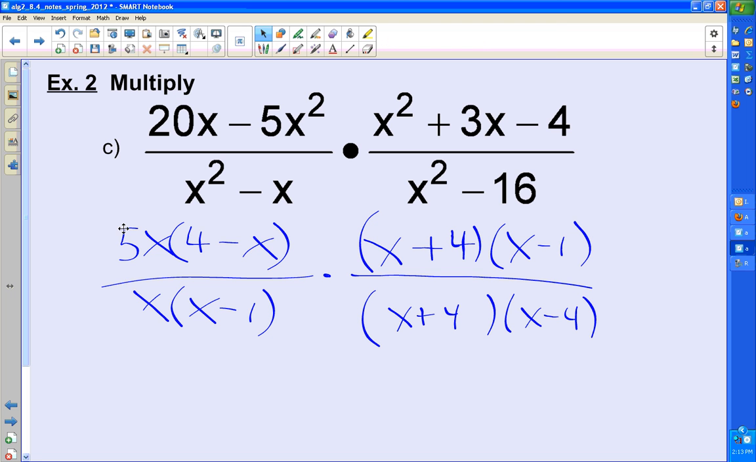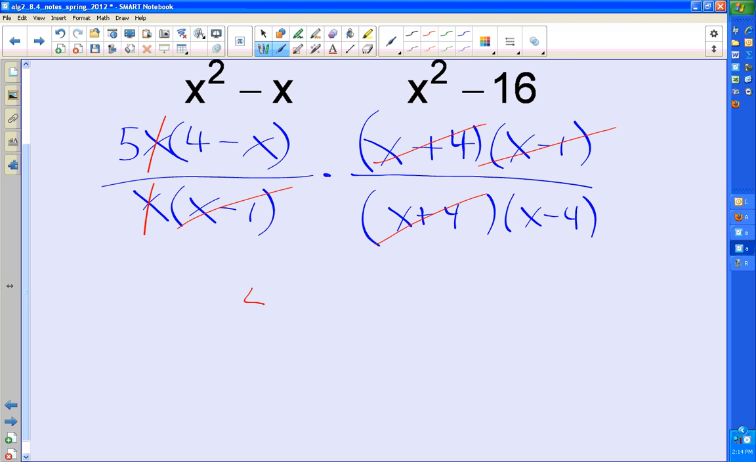Now, when we start to do crossing out, what could we cross out, Andy? Do you see anything that will cross? X plus 4, x plus 4. Okay, so those are gone. What else? X minus 1 and x minus 1, and the x in the 5x and this x. So at this point, I'm not telling you you need to write this down, but I'm going to write it down. 5 and 4 minus x is what we have on the top, and x minus 4 on the bottom, which is different than 4 minus x. They're not the same.